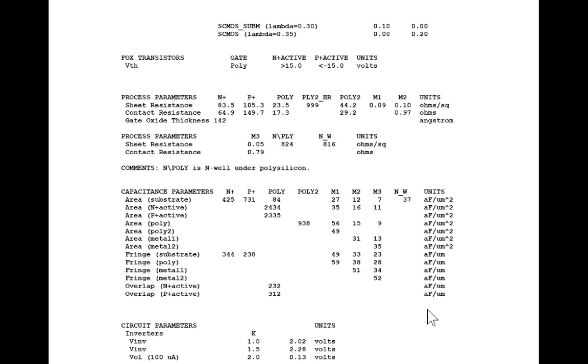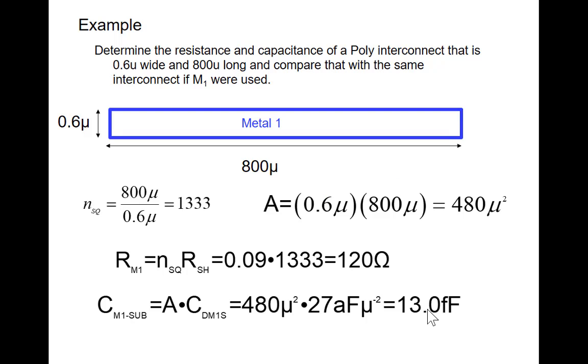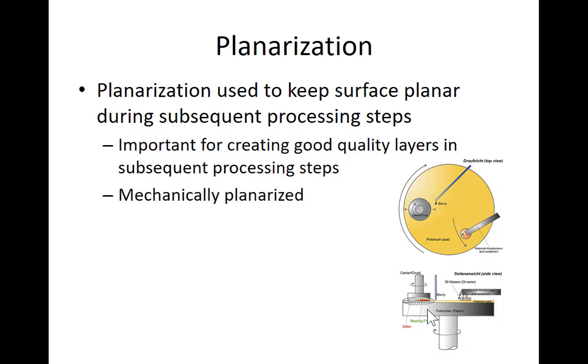If we have metal 1, we just repeat the process. We just have to look at different places. Sheet resistance of metal 1 is 0.09 ohms per square, and the capacitance from metal 1 to substrate is 27 attofarads per square micron. So we can plug that back in and find we have 120 ohms and 13 femtofarads. A lot of difference in the resistance and a lot of difference in the capacitance. We talked about planarization before. It just has to do with replanarizing the surface after we've done processing steps.